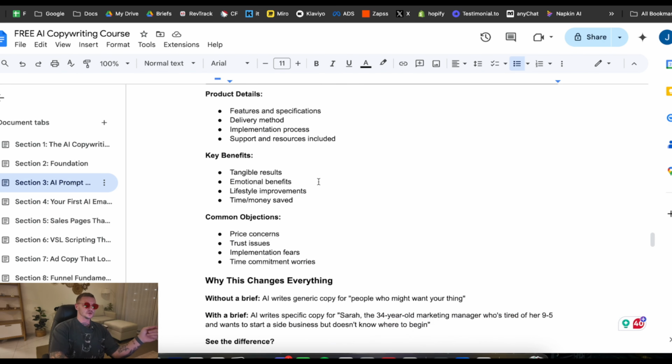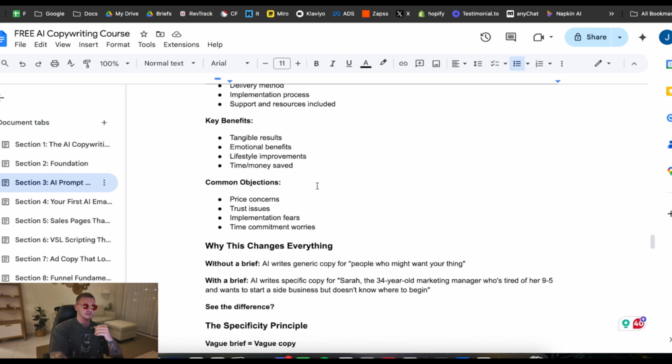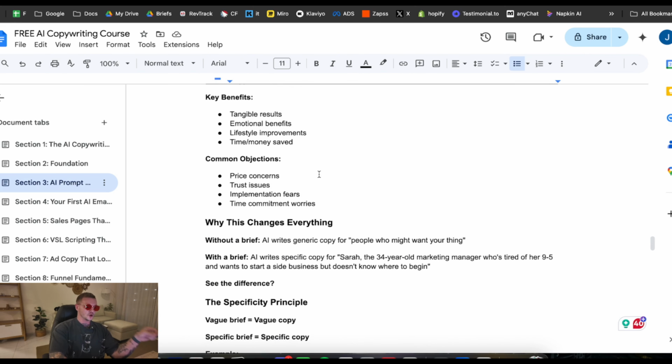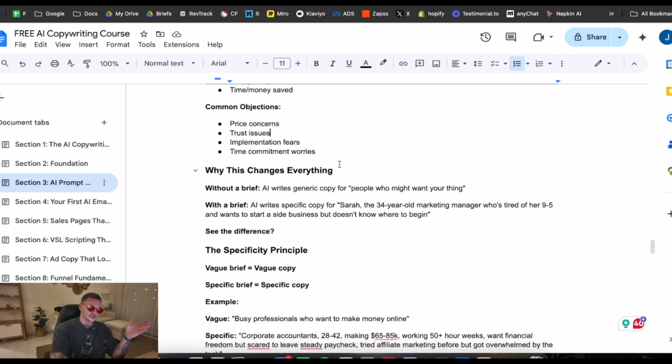What's the key benefits? So what kind of results are they going to get? What emotional benefits? What lifestyle improvements? Time and money saved. Common objections, price concerns, trust issues, implementation fears. Is it going to be too hard to actually do? Time commitment, how long is this going to take? You need to add all of this in.